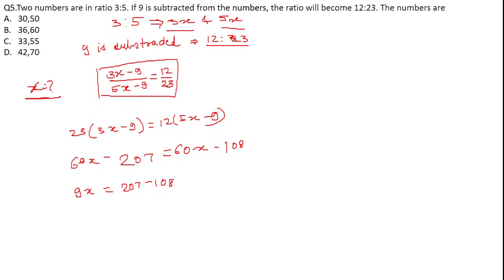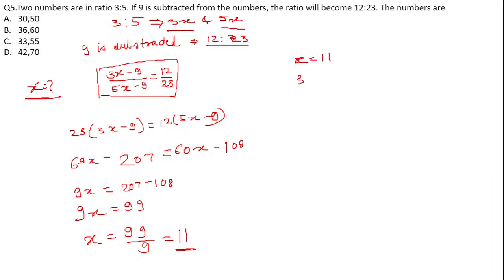207 minus 108, so what we will get is 9x equals 99. So we can write it as 99 upon 9, that is equal to 11. So we got the value of x is 11, so x equals 11.